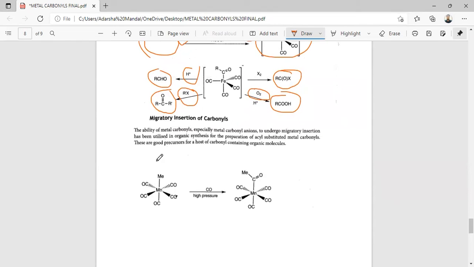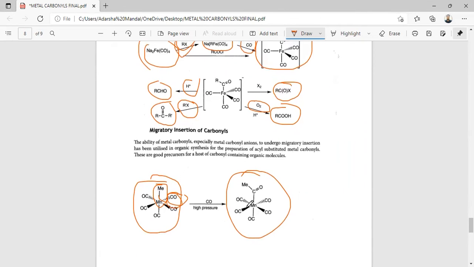So migratory insertion means this is MnCO5Me. Here one molecule of CO is inserted between the alkyl manganese bond to form this intermediate in the presence of high pressure of carbon monoxide. So this reaction is called the migratory insertion of the carbonyl. That means one molecule of carbonyl is inserted between this metal alkyl bond. So we can functionalize this moiety, which has a very important role in organic transformation.